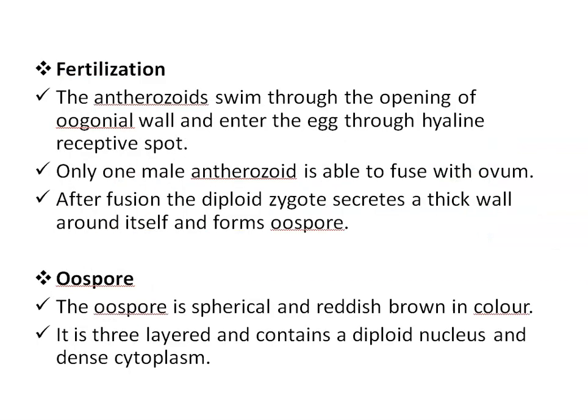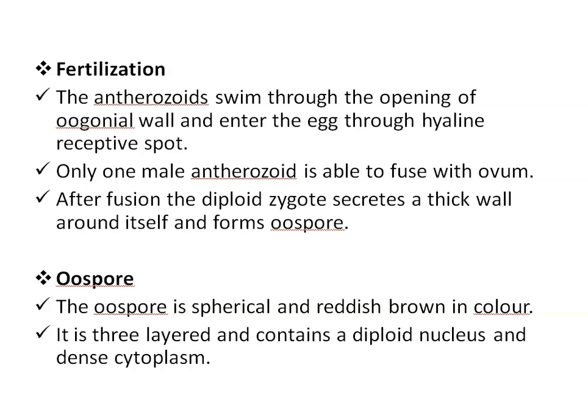So next is fertilization. Antherozoids swim through the opening of the oogonial wall and enter the egg through the hyaline receptive spot. Only one male antherozoid is able to fuse with the ovum. After fusion, the diploid zygote secretes a thick wall around itself and forms oospore. The color of the oospore changes from green to reddish brown. Oospore is liberated by disintegration of the oogonial wall.